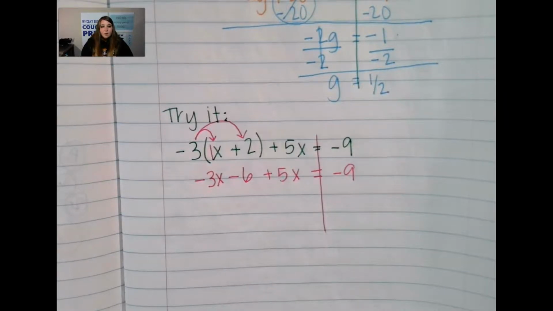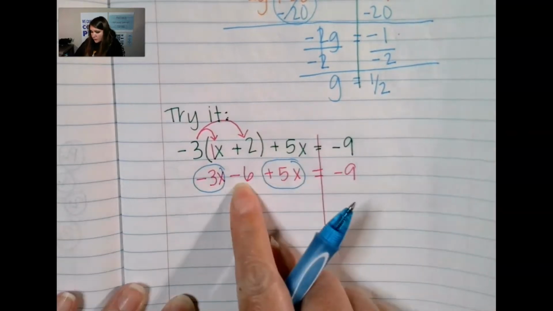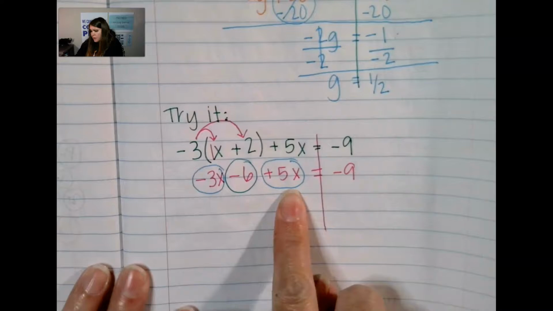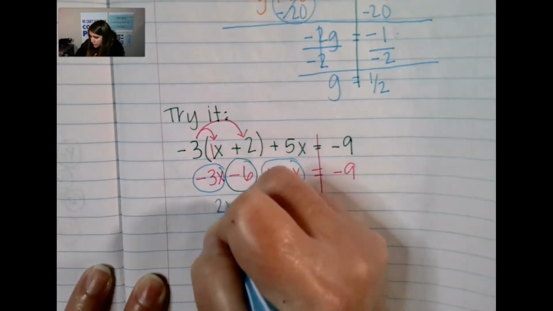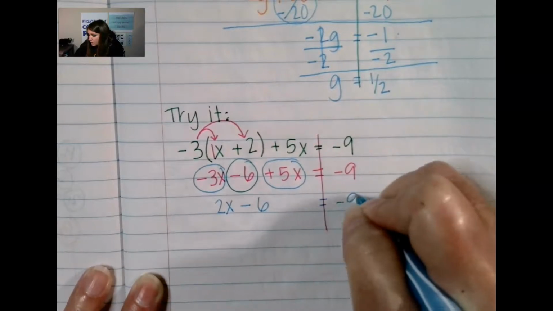All right, now I am ready to combine like terms. Let's get another color here so we can combine those terms. I have -3x and I have a +5x. And then I also have this -6 right here all by itself. Okay, so let's start with -3 and 5. If I have -3 in the bank and I add 5 more to it, I have 2x minus 6 equals -9.